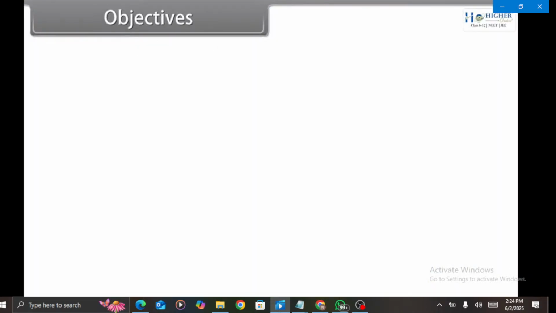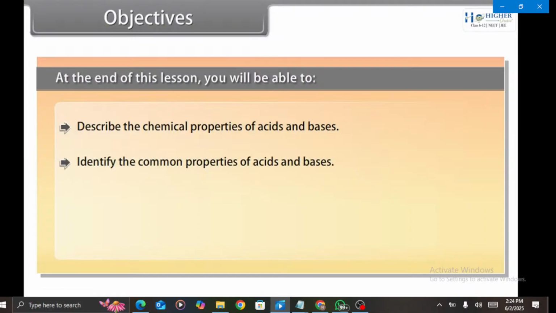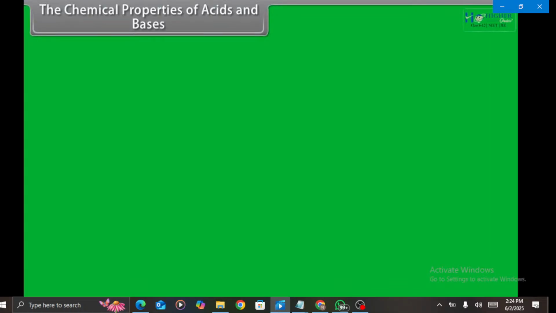Objectives. At the end of this lesson, you will be able to describe the chemical properties of acids and bases, identify the common properties of acids and bases, describe the strength of acids and bases, explain salts. The chemical properties of acids and bases.